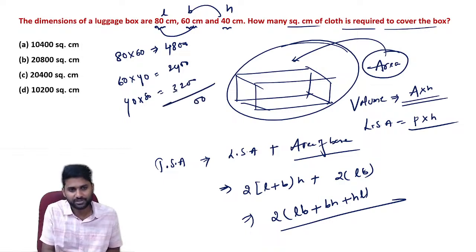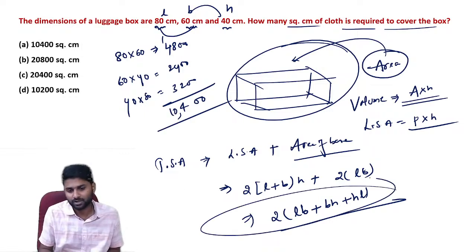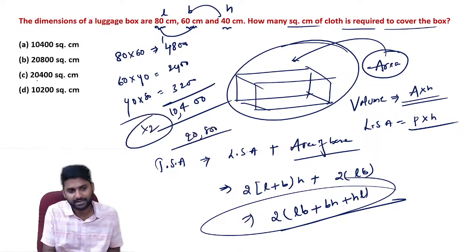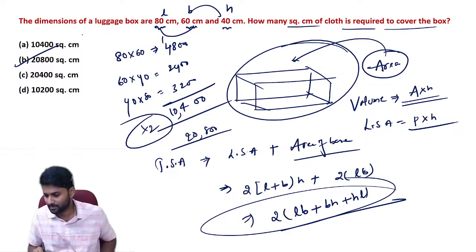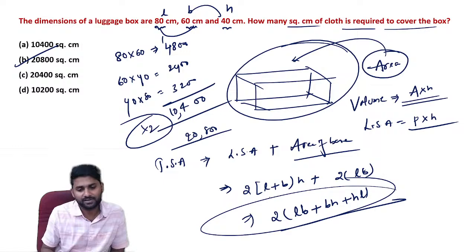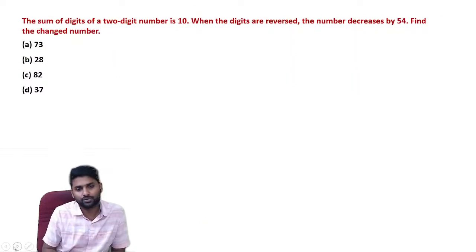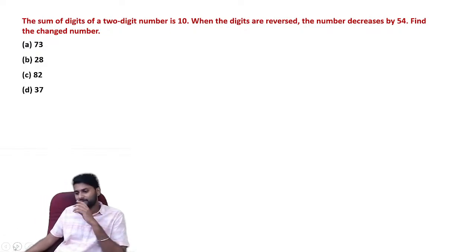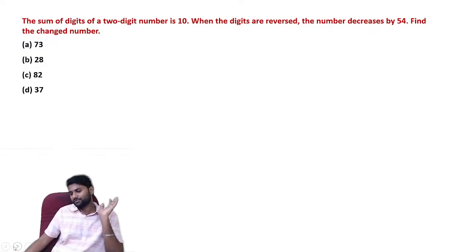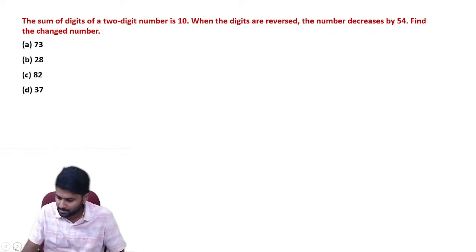Let's go for the addition here. It is 10,400, but according to the formula, you should double it. If you double it, it becomes 20,800, which is correct. See, if you want to cover all the surfaces, then you have to apply the total surface area concept. Total surface area always requires lateral surface area and area of its bases. So that information is needed.